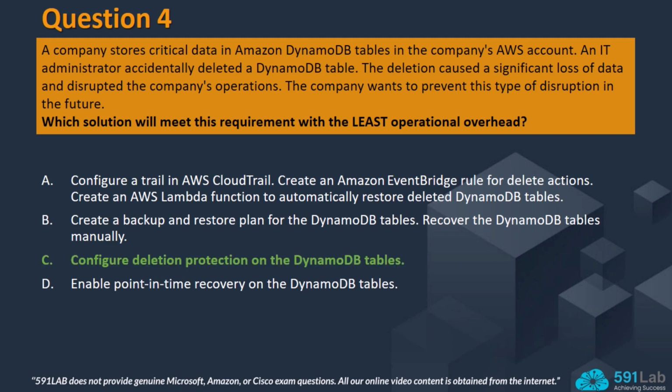Answer D is enable point-in-time recovery on the DynamoDB tables. Point-in-time recovery is useful for recovering a table to a specific point in time, but it may not prevent the accidental deletion itself. Additionally, it adds operational complexity and may not be the most straightforward solution for preventing accidental terminations. Configuring deletion protection on DynamoDB tables is the most straightforward and least operationally intensive solution to prevent accidental deletion and ensure the integrity of critical data.